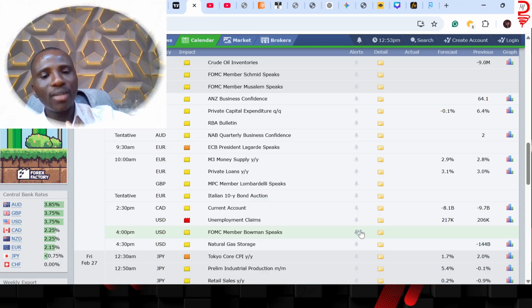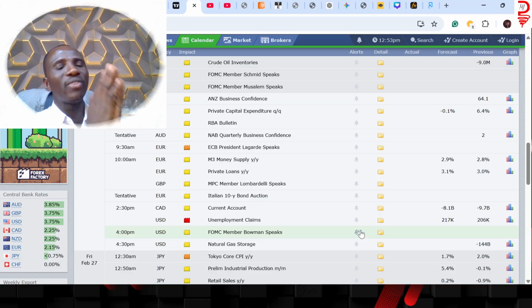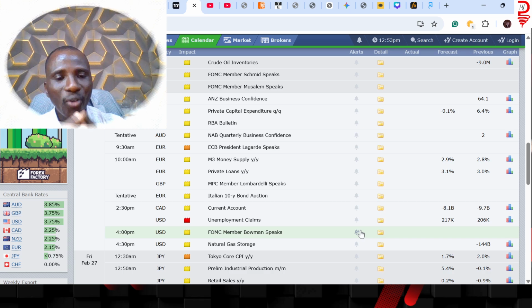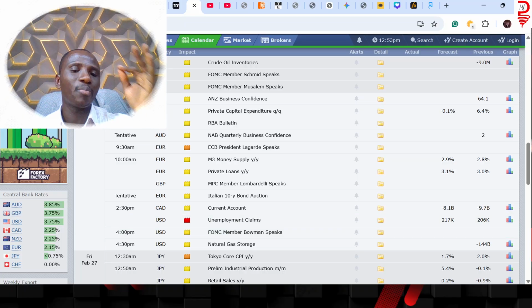Because like I've said over and over again, forex market is a game of interest rate. This is how professional traders view the market. So you want to look at the interest rate. You start your analysis from overviewing the position of the interest rate at any point in time.